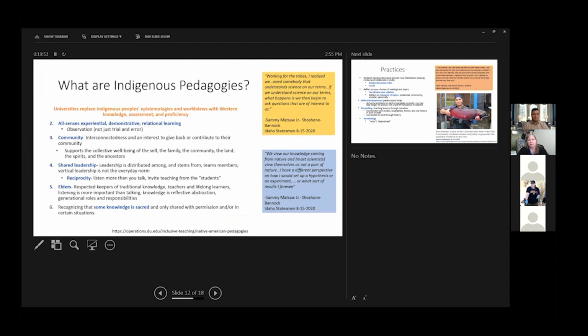So going along with what Indigenous pedagogies are, this is really highly related to that model as well: using all senses, being demonstrative, and relating things to each other, and not just trial and error, but observation of what works and what does not, is generally how Indigenous students learn. The sense of community is extremely important, and the interconnectedness of community with the student and the learning, and the land and history of the land and ancestors of the land is extremely important.